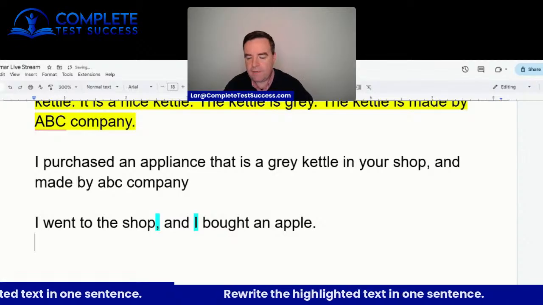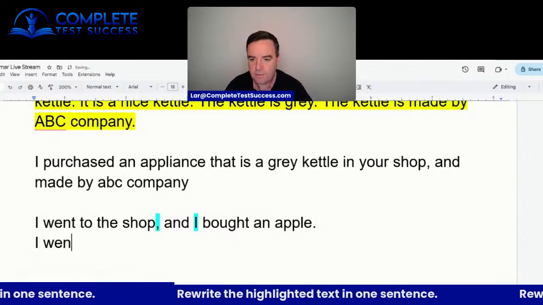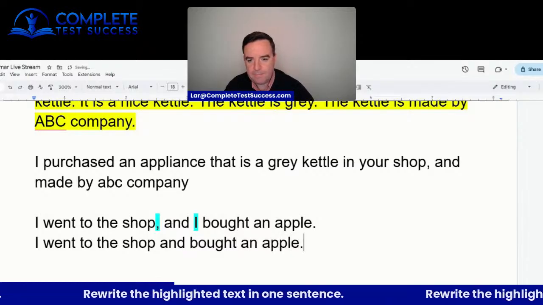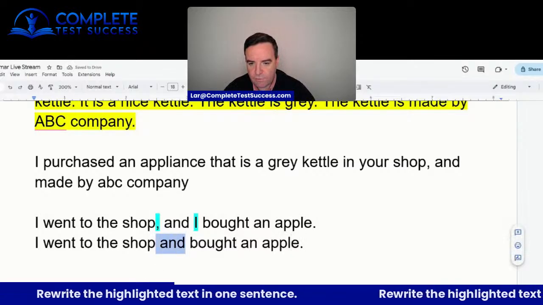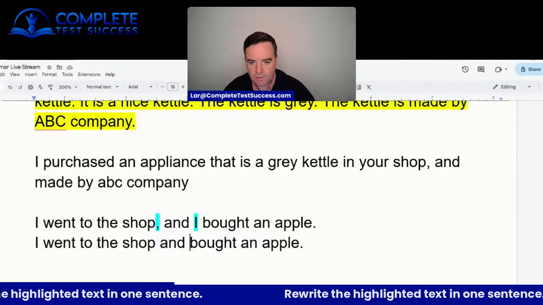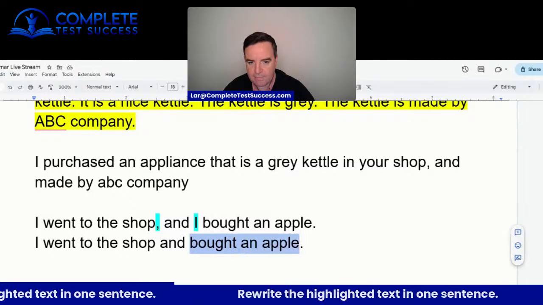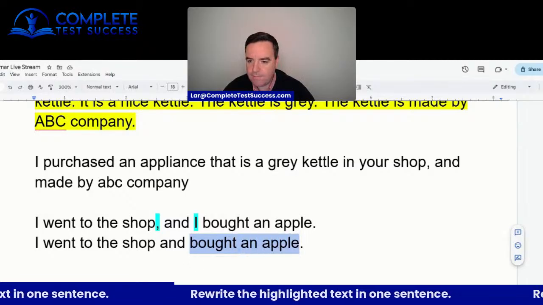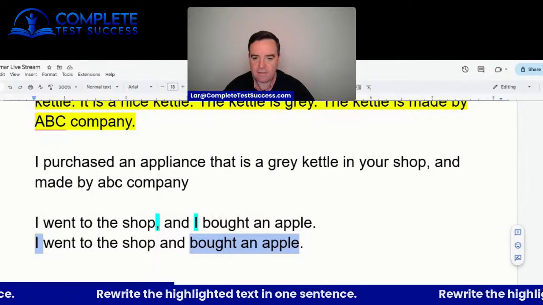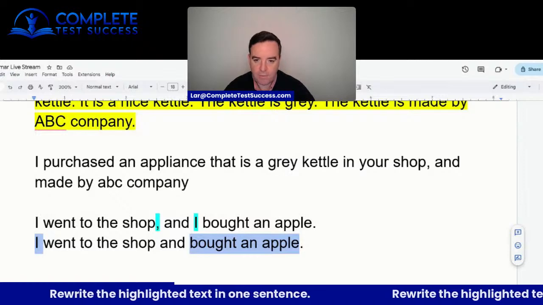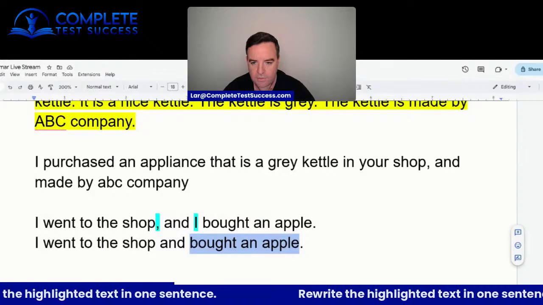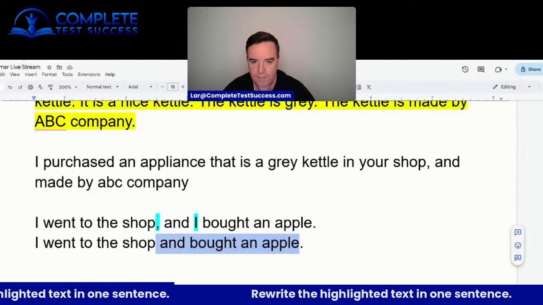Okay, but if I write it like this, I went to the shop and bought an apple. This time there's no subject after the word "and". So it's not independent. To understand that second clause, "bought an apple", it doesn't make sense on its own. I actually need the "I" from the first sentence to help me understand the second part of the sentence. So because this is a dependent clause, there is no comma before the word "and".